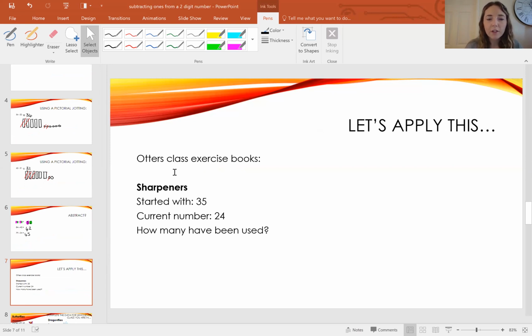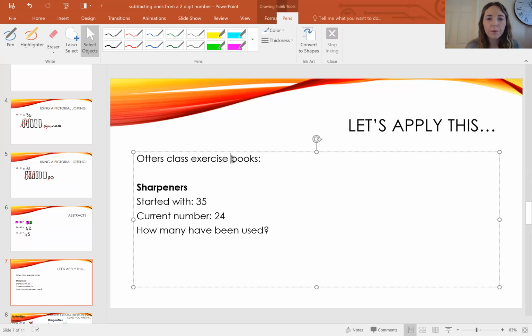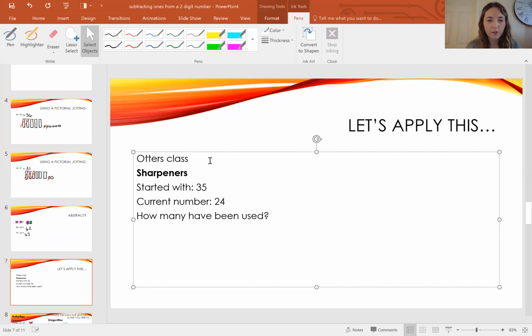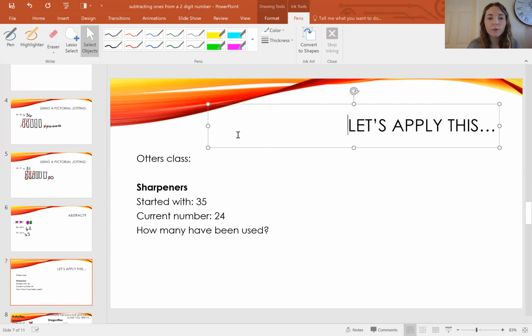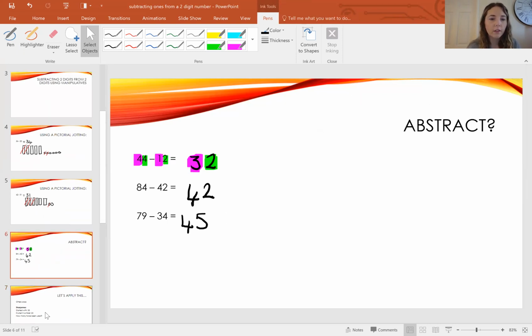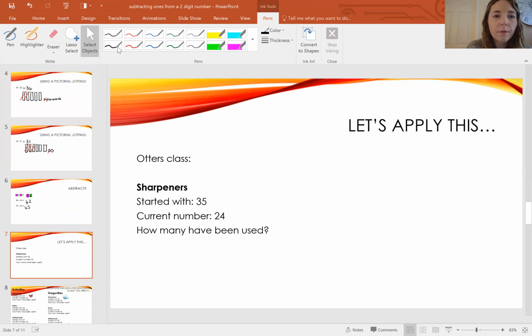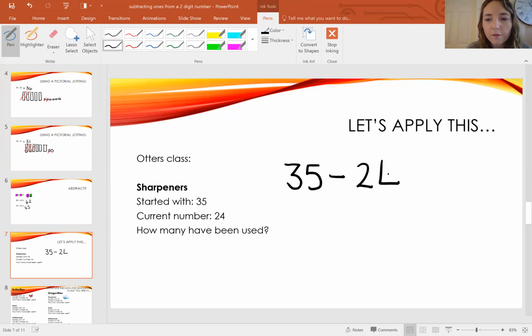So let's have a look at Otter's class as an example. Oh, it's not Otter's class exercise books. It's Otter's class's sharpeners we're looking at today. So in Otter's class in September, they started with 35 and they've only got 24 left. So how many have been used or how many have been lost? Let's have a look. So our minuend is 35. That's the number we started with. And we're taking away the subtrahend, which is 24.